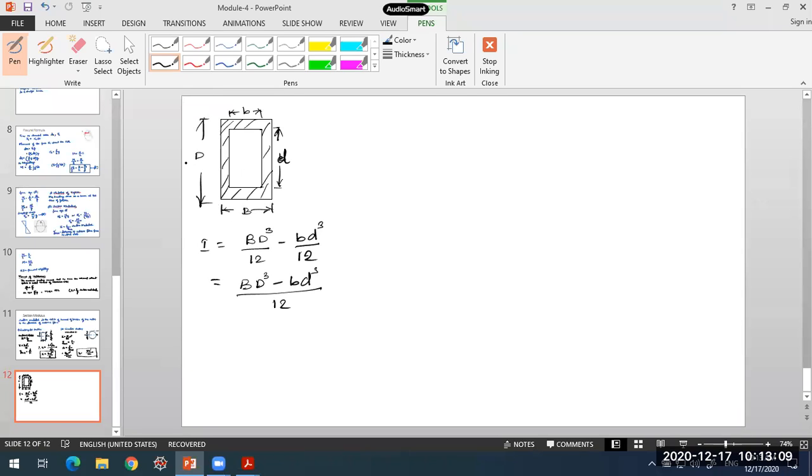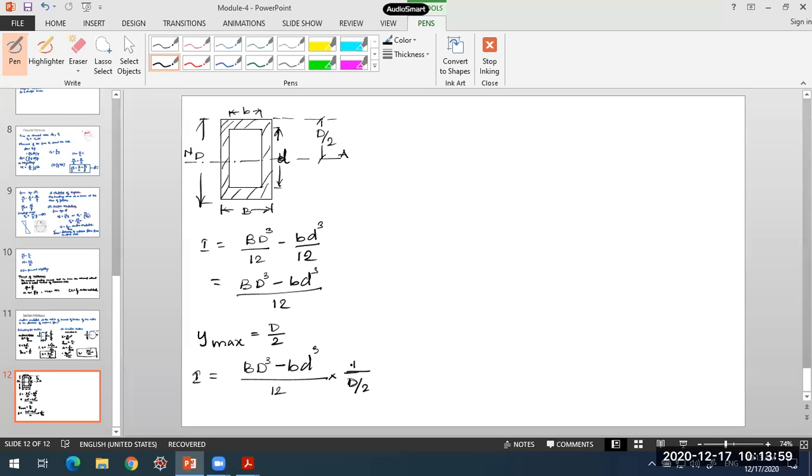In this case also, the centroidal axis is exactly at the center, at a distance of D by 2. So this is the distance of the extreme edge of the section from the neutral axis. Centroidal axis and neutral axis are coinciding for a straight beam that we are seeing. Then what is the extreme fiber distance? It is capital D by 2. So Z will be equal to I, that is B D cube minus b d cube by 12, into 1 upon D by 2, which is Ymax.